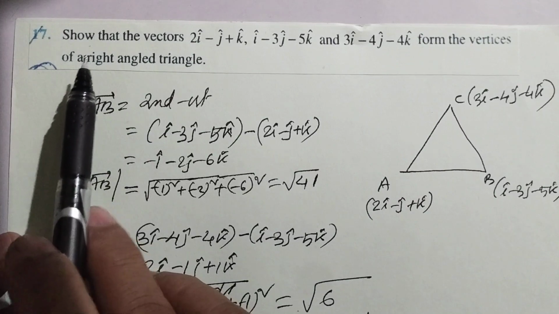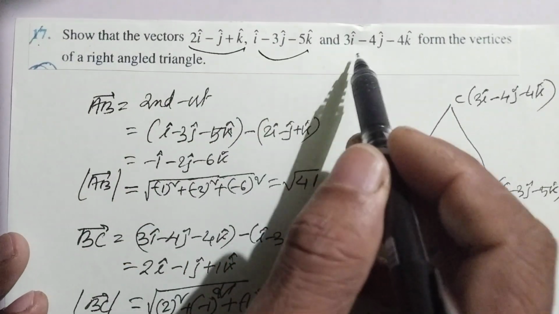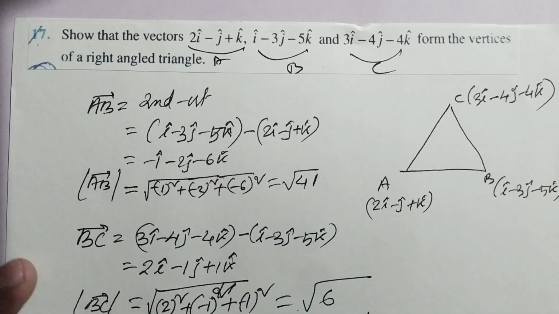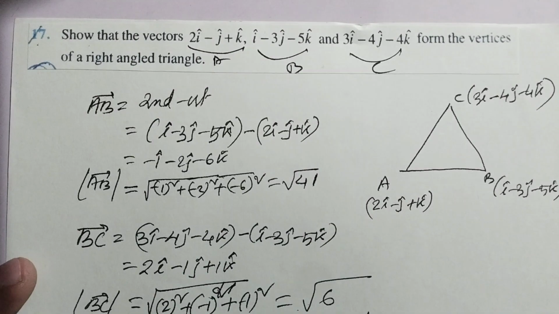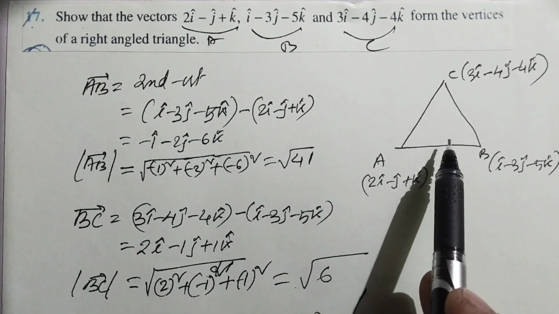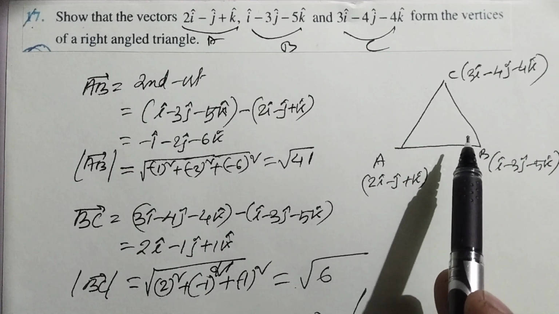Question number 17. 3 vectors are given, 3 points. The first point A, second point is B, third point C. These 3 vectors are the position vectors of 3 points, which make the triangle. And we are asked to show that the triangle is a right angle triangle. Right angle triangle means satisfying Pythagoras theorem.